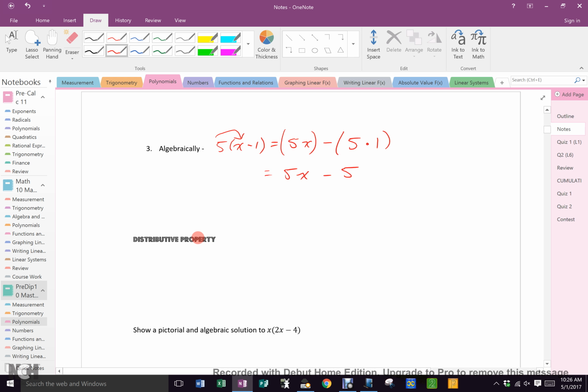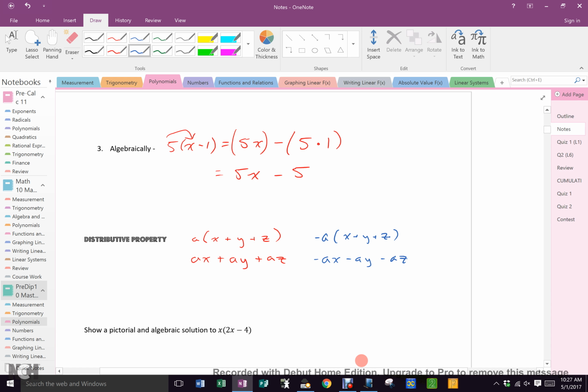It works all the time. a times x plus y plus z is ax plus ay plus az. How long can that go on? Forever. As many terms as I have in here, they all get multiplied by a. What happens if a is negative? What happens to everything inside? It switches. Negative ax minus ay minus az.